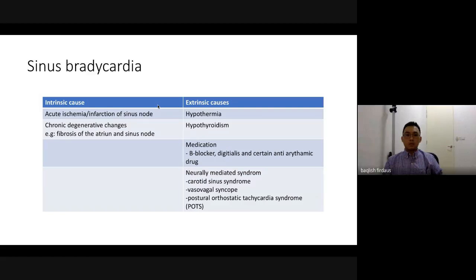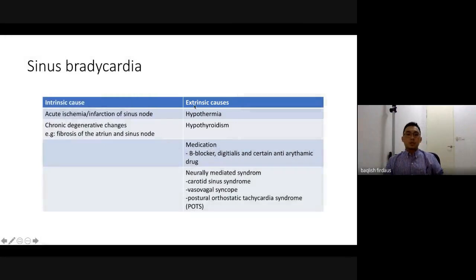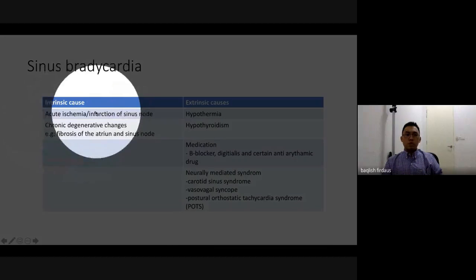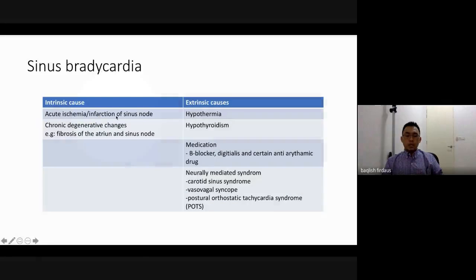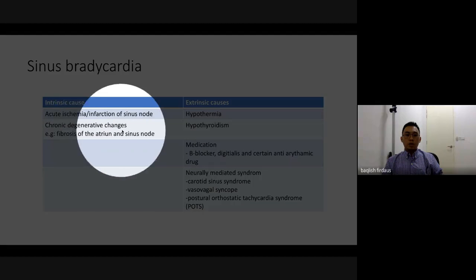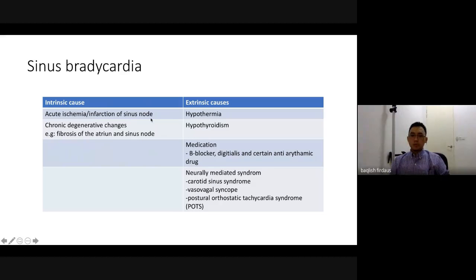The causes of sinus bradycardia will be intrinsic or extrinsic. The intrinsic causes are acute ischemia or infarction of the sinus node, and degenerative disease or chronic degenerative changes like fibrosis of the atrium and also the sinus node. For extrinsic causes, when we encounter a patient with sinus bradycardia, we must make sure that the patient is not in hypothermia.